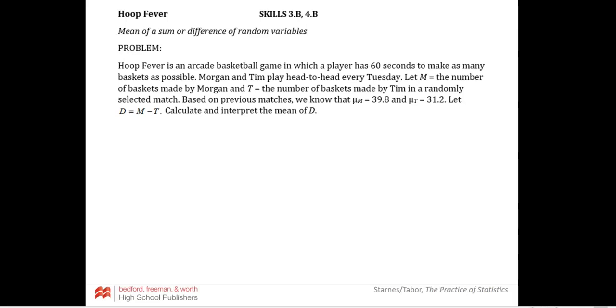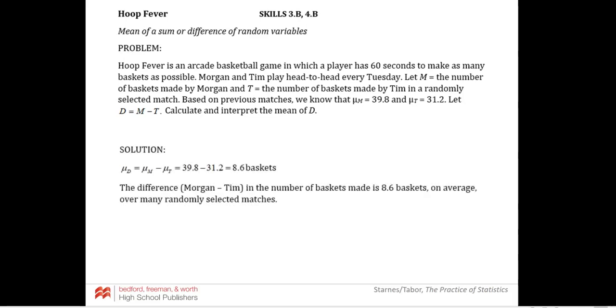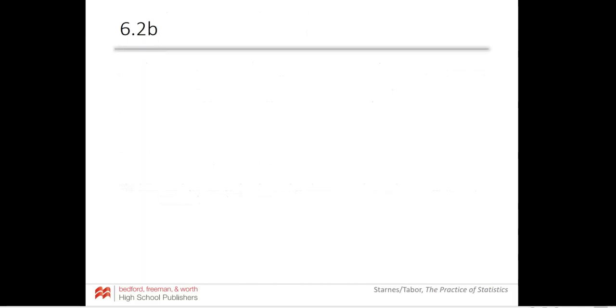We let D equal M minus T. So we're subtracting the two things. How do we find the mean of D? Well, we just subtract their means. So it would be 39.8 minus 31.2, boom. 8.6 baskets is the difference between Morgan and Tim, and the difference in the number of baskets made would be 8.6 on average in randomly selected matches. So that's the lesson for today.